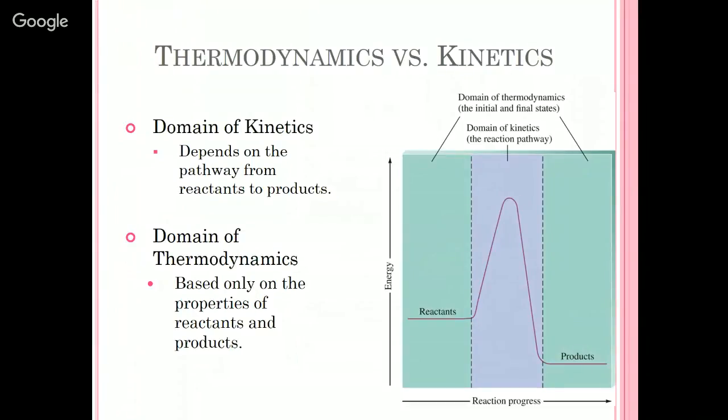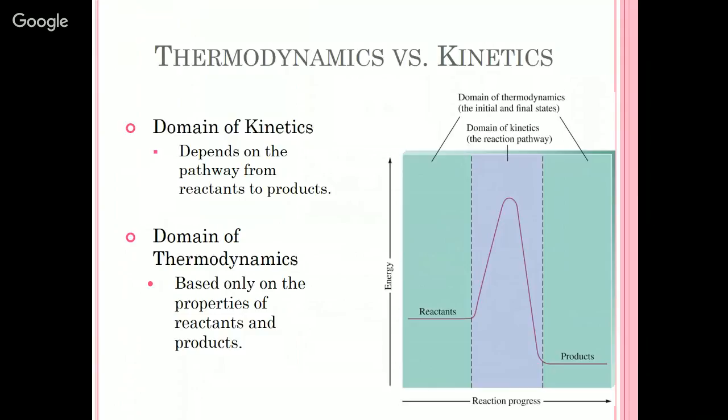So in studying thermodynamics versus kinetics, when we looked at kinetics, we studied rates and how we can affect how fast a reaction will occur. And kinetics depends on the mechanism. So it depends on the pathway from reactants to products.